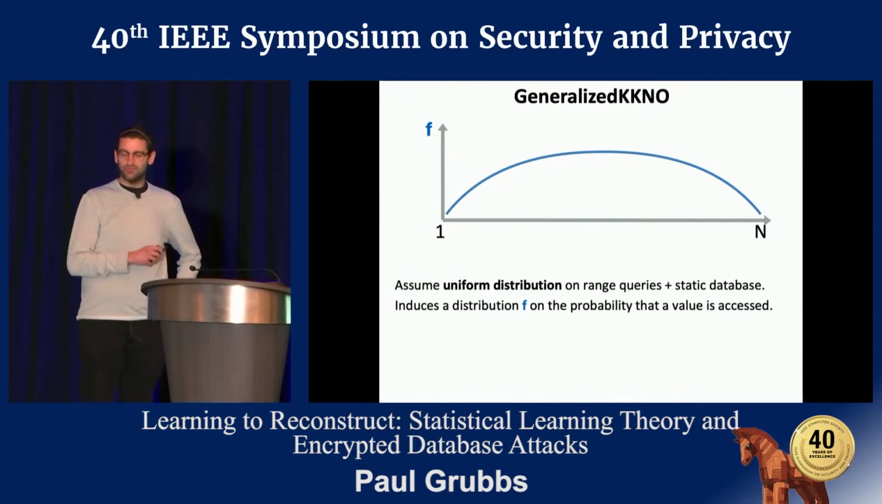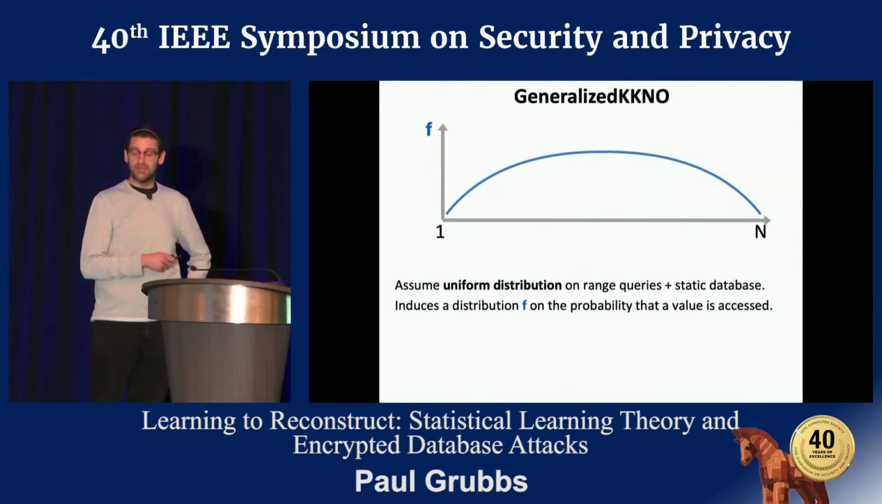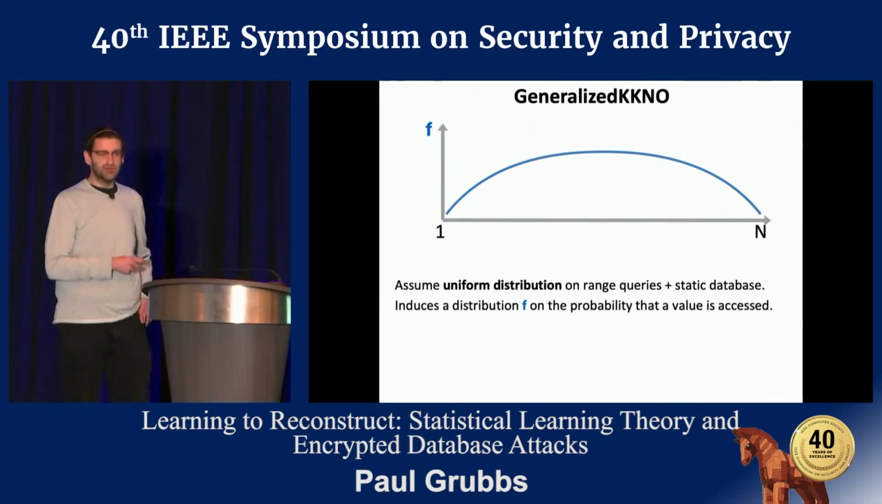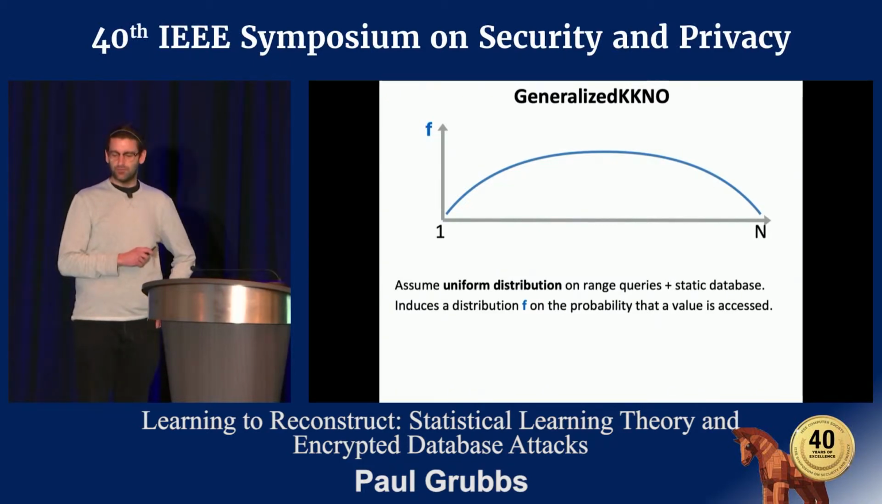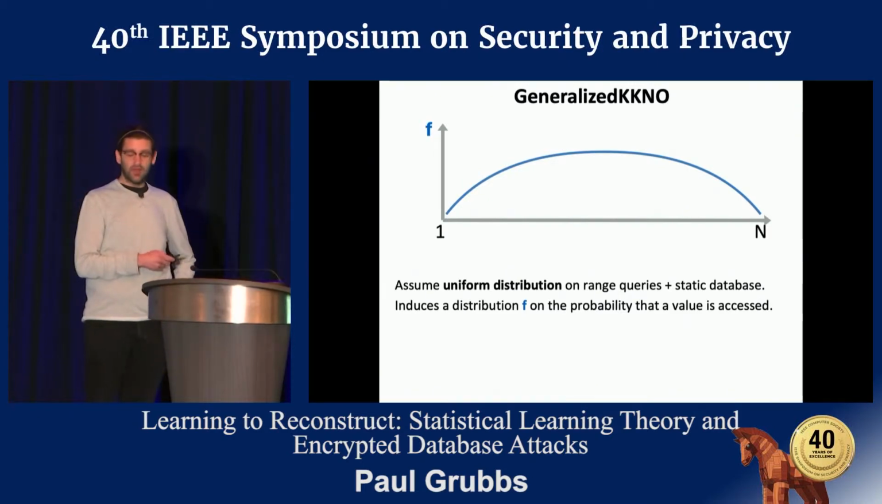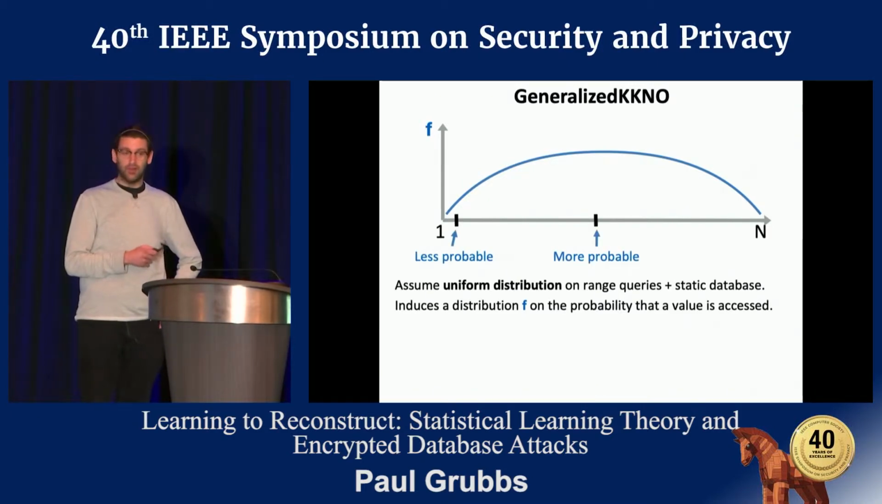This query distribution induces a distribution over the values, namely the probability that a query accesses that value. For value i, this is computed as the sum of probabilities of all ranges containing i. This distribution has a closed form expression which isn't too terribly important for this talk. But it's quadratic, concave down, and attains its maximum at the midpoint n over 2. Values near the endpoints are much less probable than values near the middle.